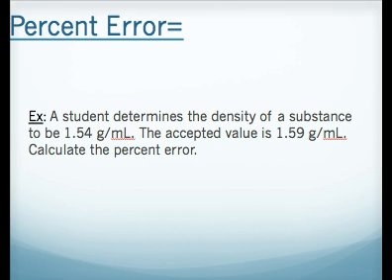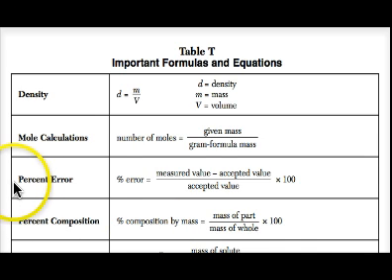Now that you've finished, I'd like you to look at the next equation on your reference table that we're going to be looking at, percent error. If you notice, percent error is equal to measured value minus the accepted value over the accepted value times 100. So here's where the equation appears on the back of Table T. If you can copy this equation right into your notes in the percent error spot, there's a blank.